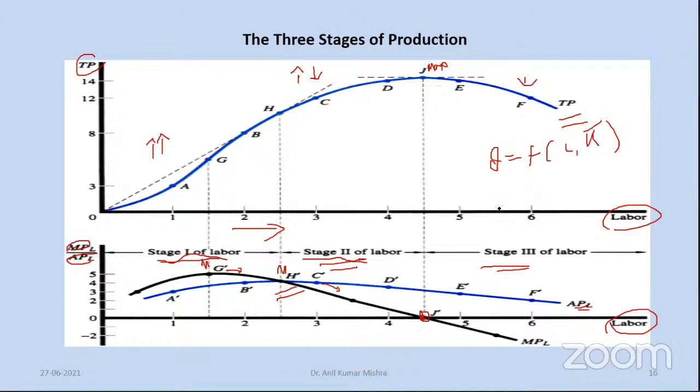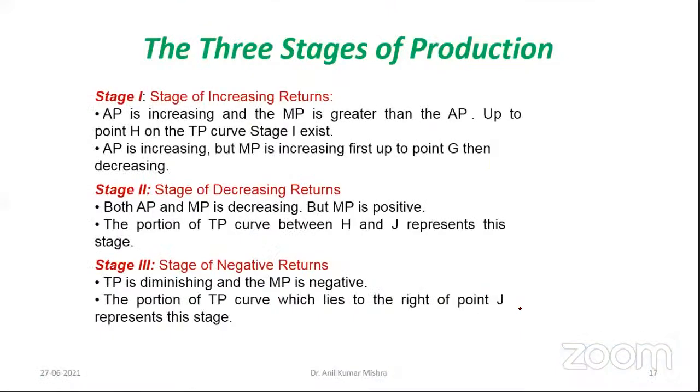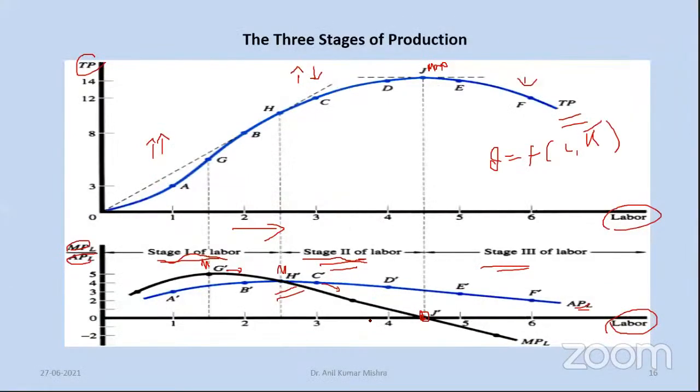And when we enter into the third stage, total falls, marginal becomes negative, average continuously falls. Total product diminishes, marginal product becomes negative, and the portion of the total product curve which lies to the right of the point J represents this stage. Right of this particular point J, the maximum point of the total product, after reaching the maximum point of the total product, it starts decreasing. Therefore, this is actually called negative returns. Why is it negative? When marginal falls, marginal becomes negative. Therefore, it is called the negative returns.